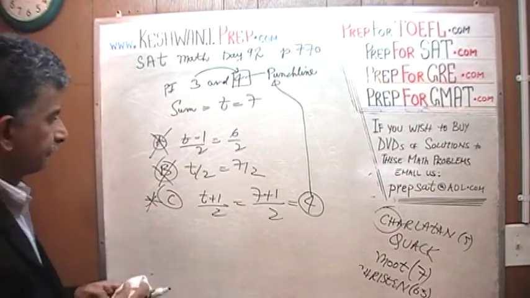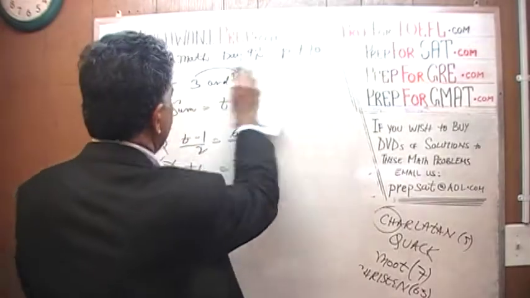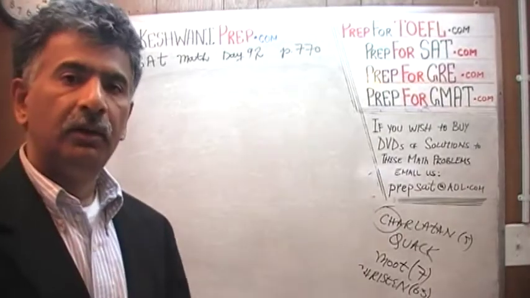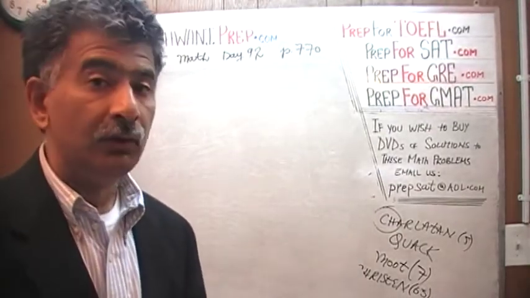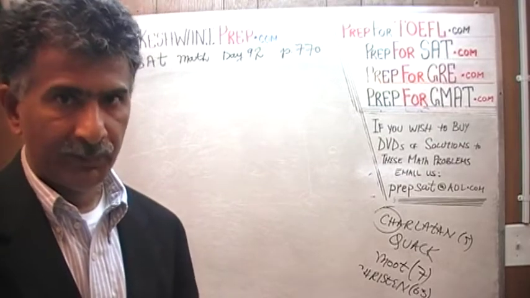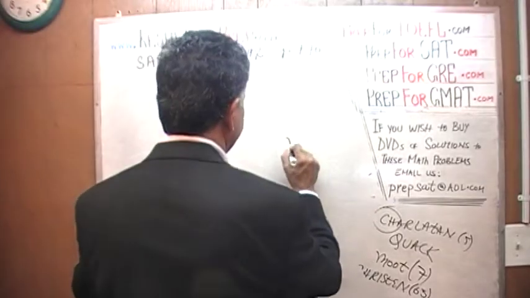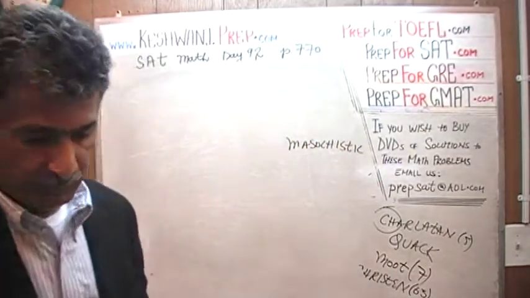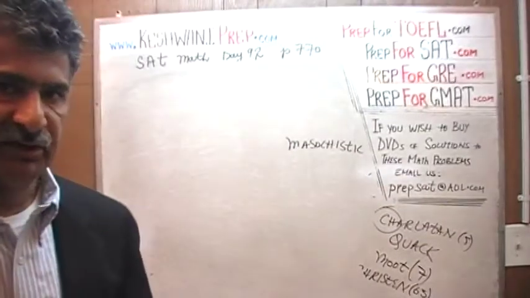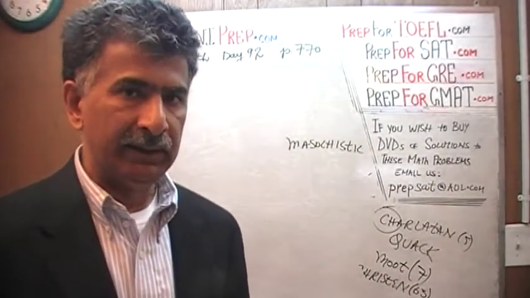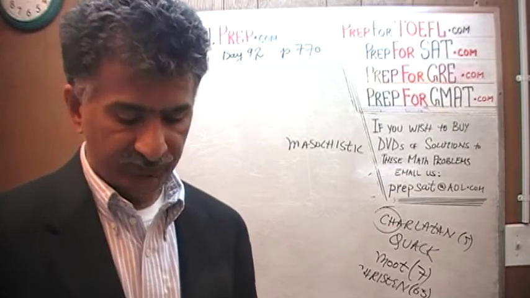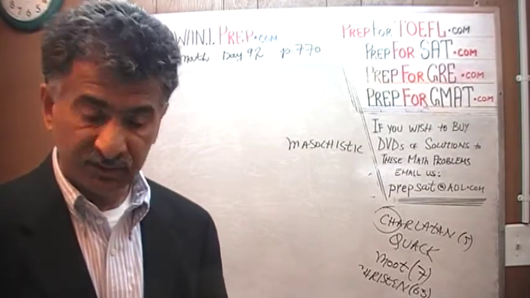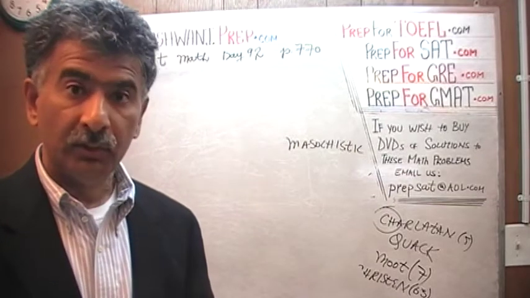Algebraic way is only for those of you who are into masochism. Learn that word, shall we? The adjective would be masochistic. A masochistic person is somebody who enjoys inflicting pain on himself or herself. If you're into masochism, if you want to suffer, then go ahead and by all means do the algebraic way.